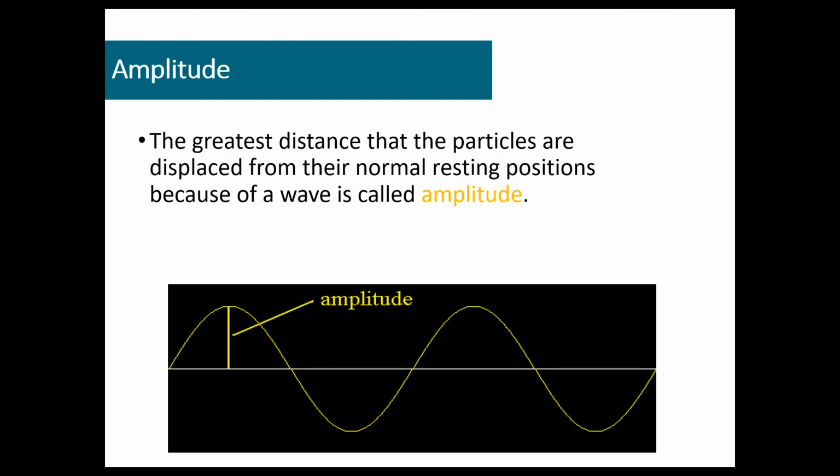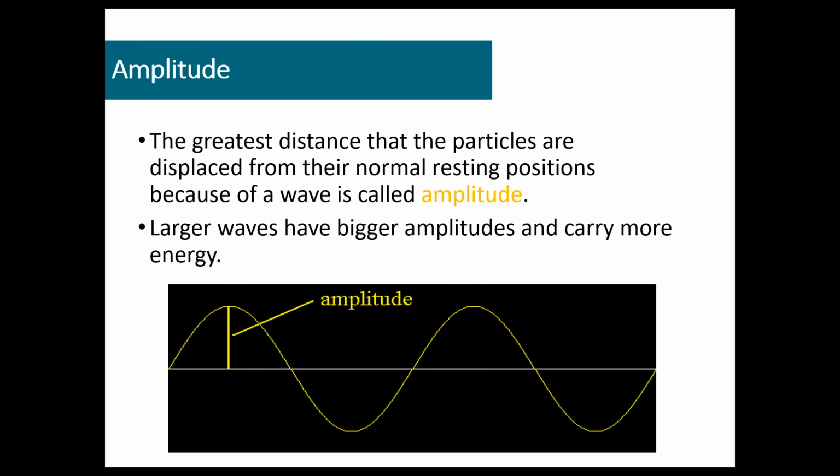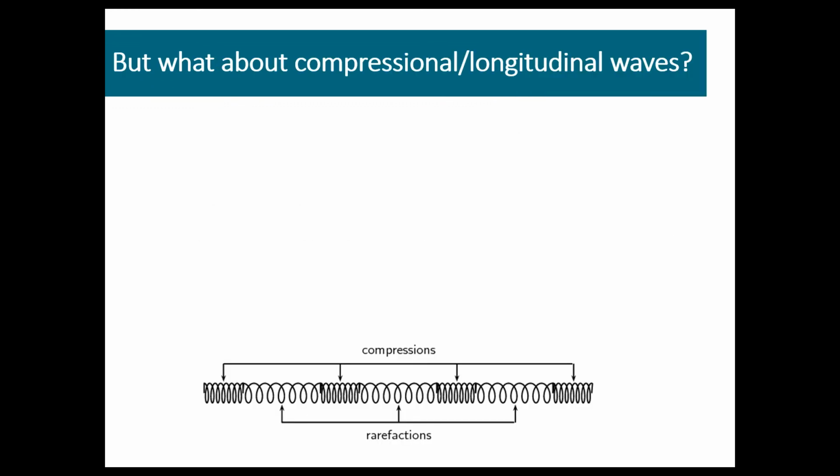You also need to be able to identify the amplitude of a transverse wave. The greatest distance that the particles are displaced from their resting place on a wave is called the amplitude. If you look at this transverse wave, there is a horizontal line that runs smack dab through the middle. That's known as the resting point. And so the height of the wave from that resting point to the crest, or from the resting point to the trough, would be the amplitude of the wave. And we're going to learn with sound waves, the amplitude has to do with the loudness of the wave. Larger waves are going to have bigger amplitudes, and this is because they carry more energy.